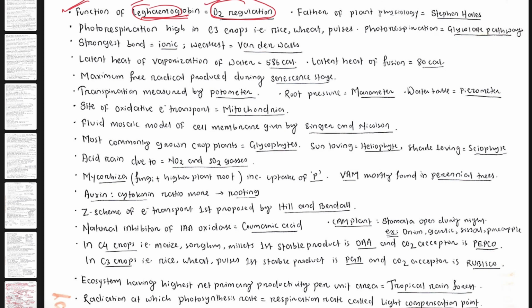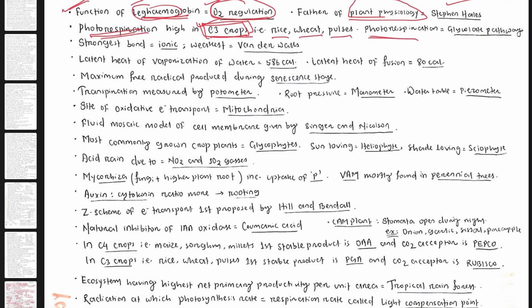Okay, then father of plant physiology, who is considered the father of plant physiology? That is Stephen Hales. Photorespiration, it is a wasteful process, you know. Photorespiration is high in C3 crops. Okay, the lowest photorespiration is in C4 crops, and it is high in C3 crops. Examples of C3 crops are rice, wheat, pulses.